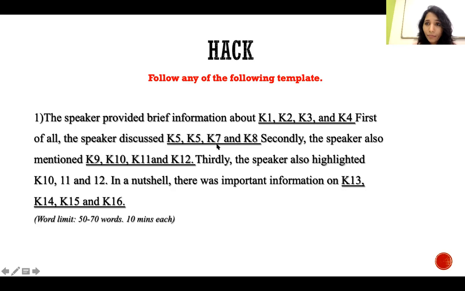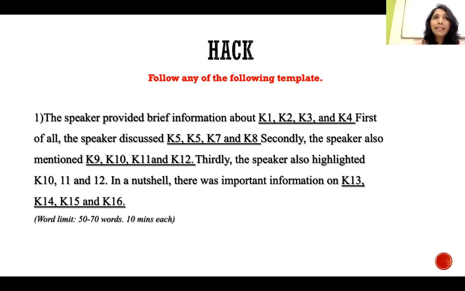Is that clear? So you can follow this template. It's quite an easy peasy one, and you can use this. All right. Now, you proofread and then you submit it, or you click next in your exam.